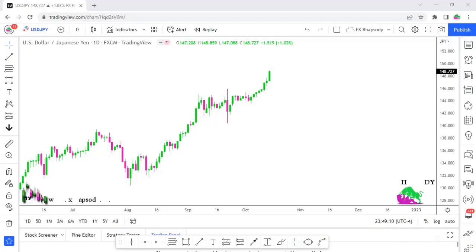How's it, guys? Welcome back to FX Rhapsody. Today we're doing analysis on two currency pairs. It's going to be the USD Japanese yen and then also the Euro USD dollar.